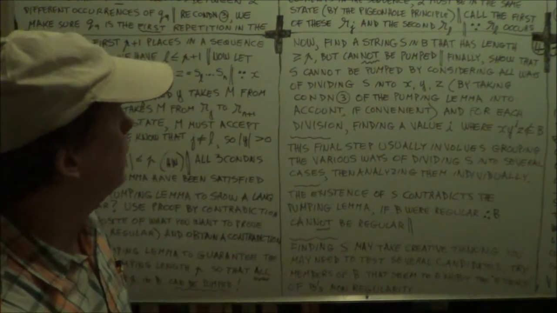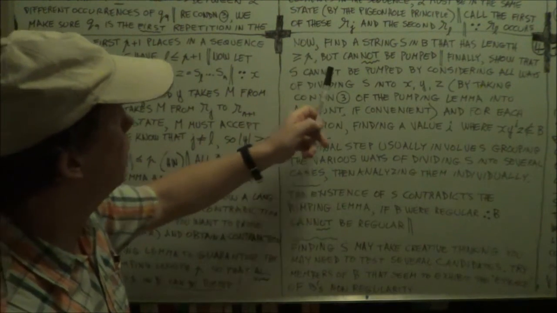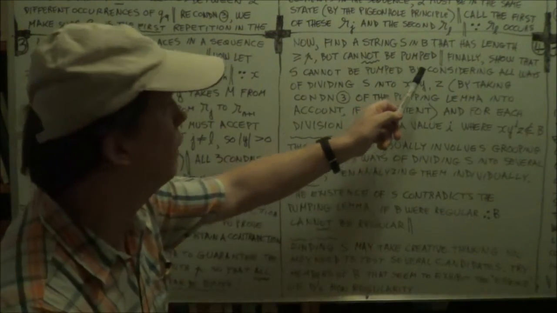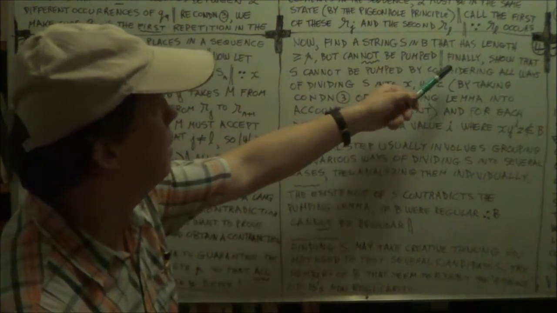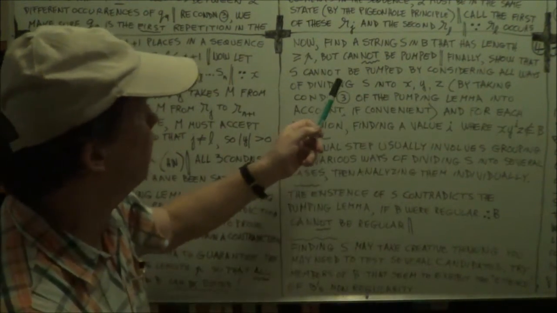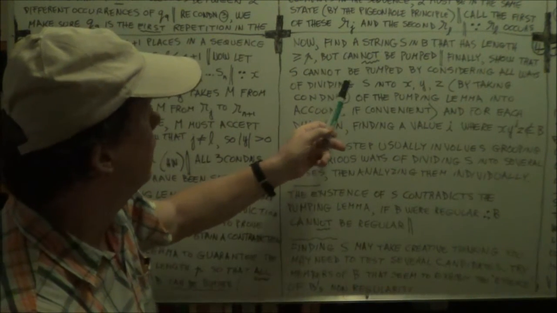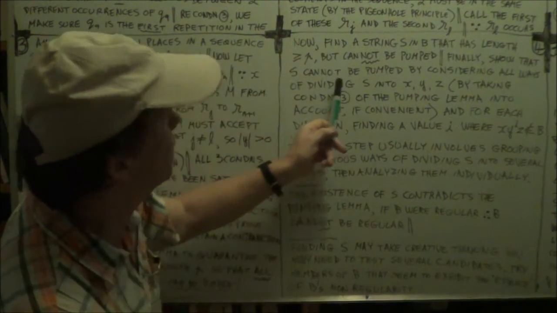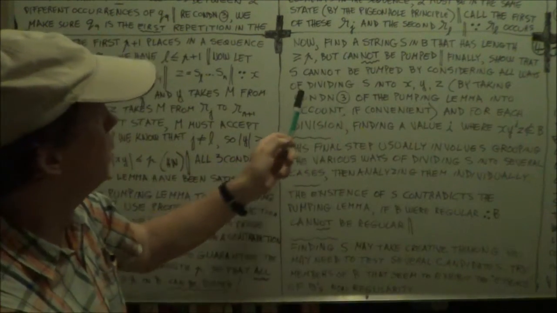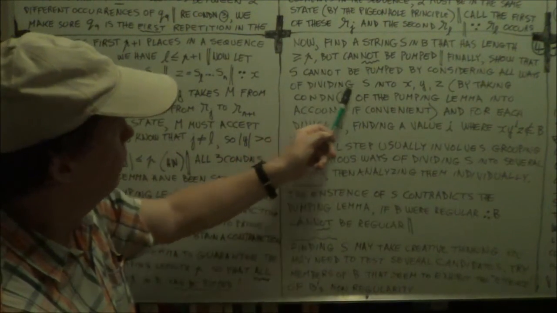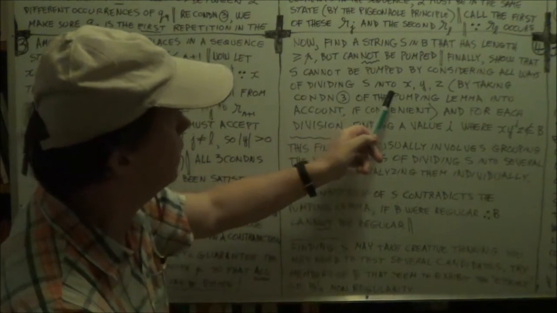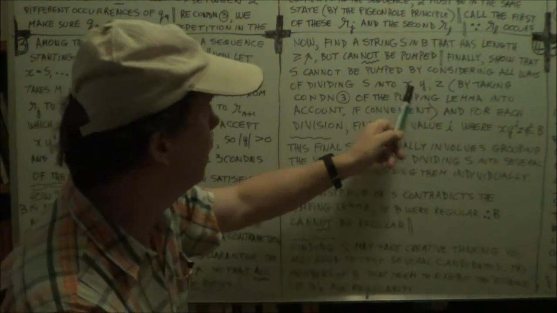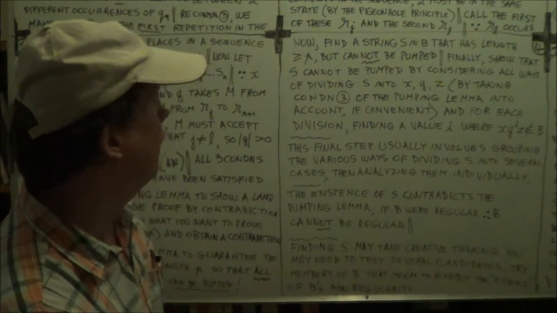Now, you found a string s that cannot be pumped, let's say. That's not enough. You need to do a bit more. In showing that s cannot be pumped, you need to consider all the various ways of dividing s into these three substrings, x, y, and z.